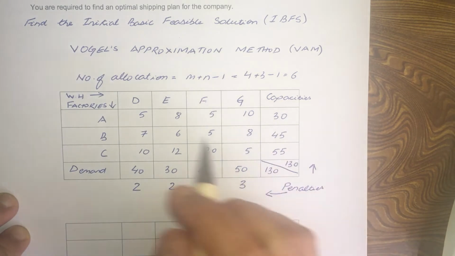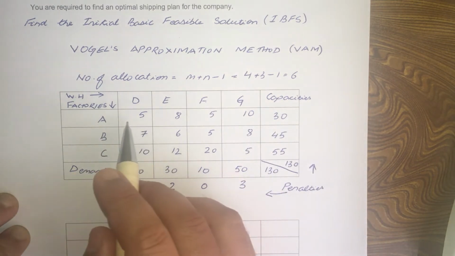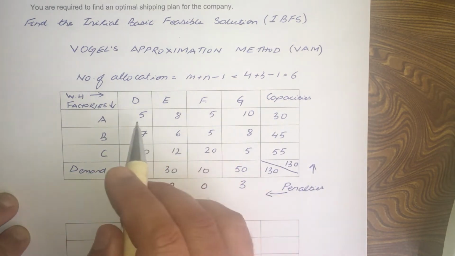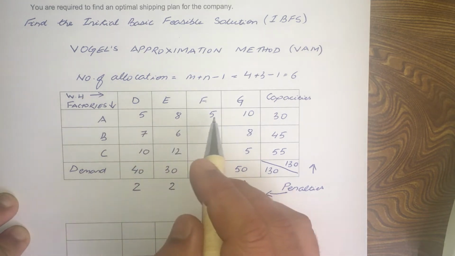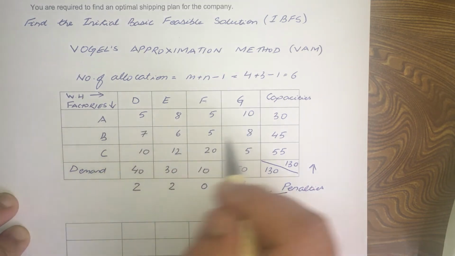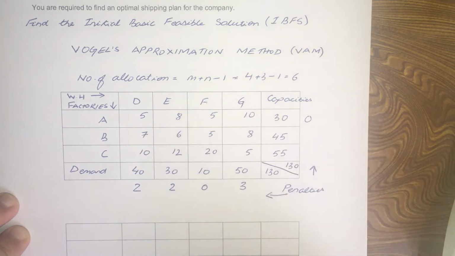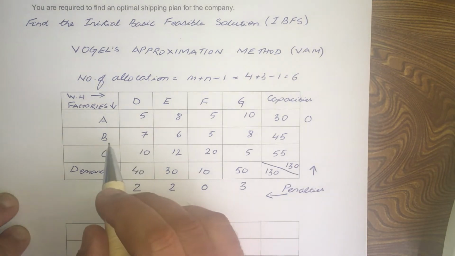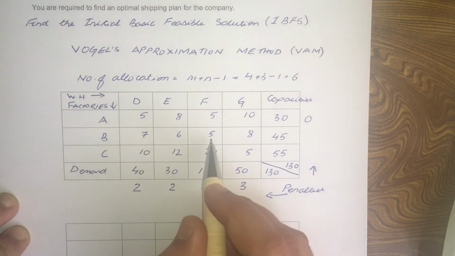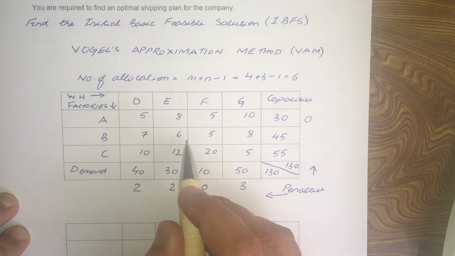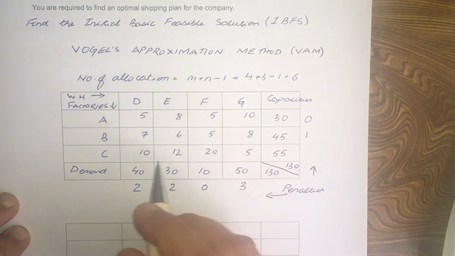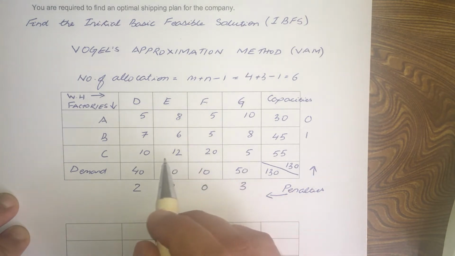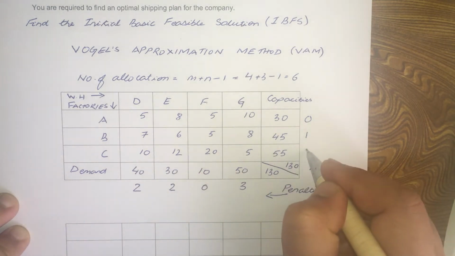Let's find out penalties for the rows. Okay, in A, let's see which cell has the least cost. 5, 8, 5, 10. So we have 5 and 5, difference is 0. Then we have B. Least cost is 5, second least cost 6. So difference of that is 1. Now C. The least cost is 5, second least cost is 10. The difference of that is 5.